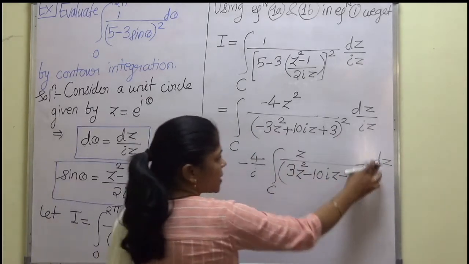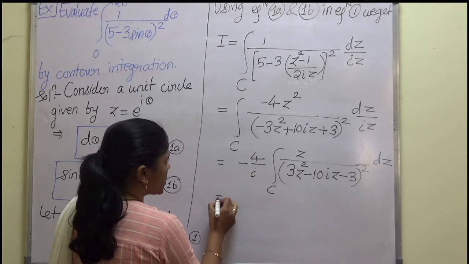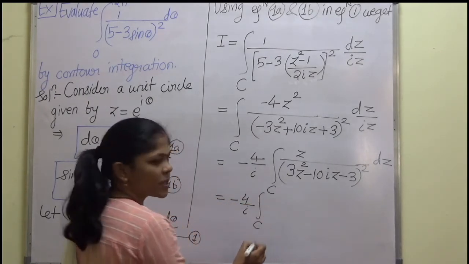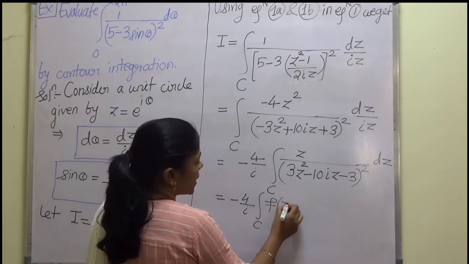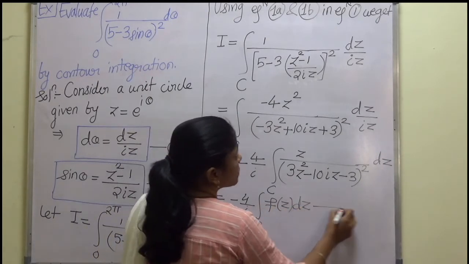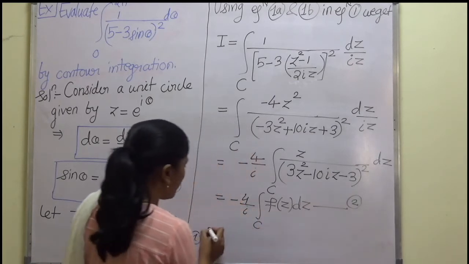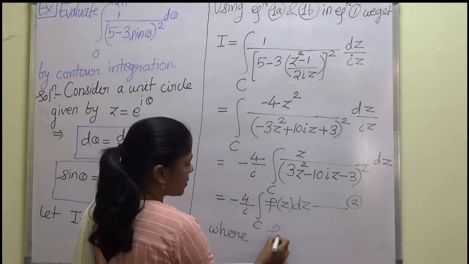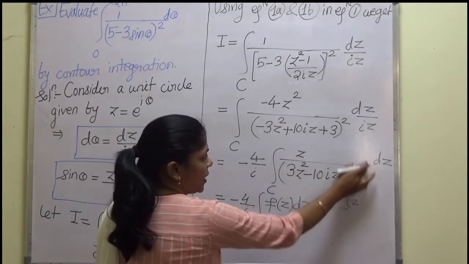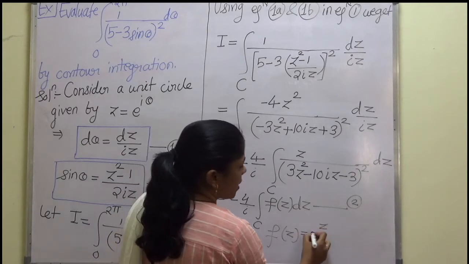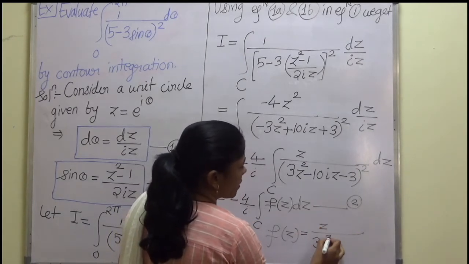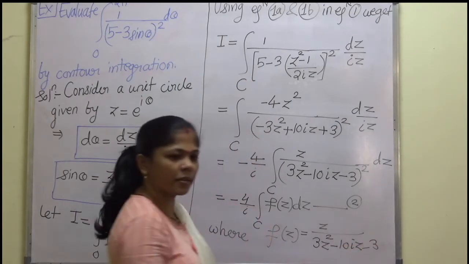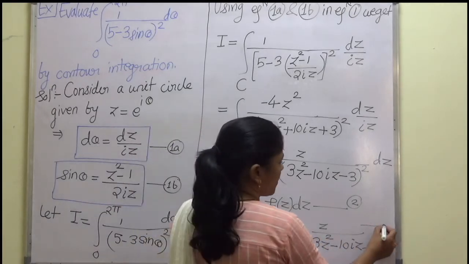So now we have obtained this completely as a function of z. So this is nothing but we can write it as minus 4 by i integration over c of f of z dz. Call it as equation number 2, where f of z is this integrand, that is equal to z upon 3z square minus 10iz minus 3 whole square. Call it as equation number 3.